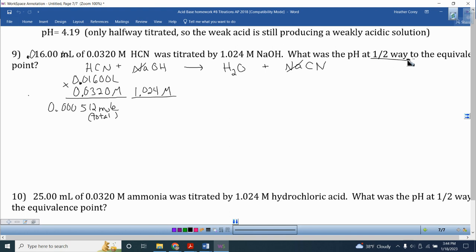Okay, we're going halfway to the equivalence point, which means if this is my analyte, I'm going to add enough to titrate half of it. So I'm going to subtract half of this, which would be 0.000256. Okay, those are the moles that are being reacted. Okay, and so at this point in time, inside my flask, I've only reacted half of it. And so I have 0.000256 moles left over, unreacted, remaining.